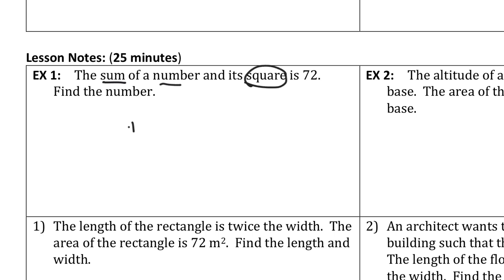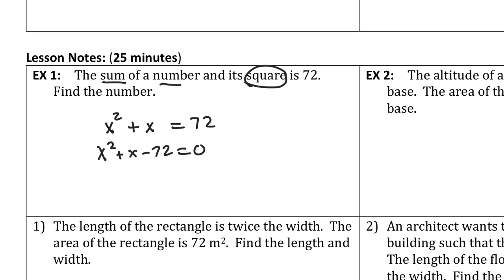Sum, of course, means to add. The number we're going to add, let's add x, and its square. So x squared plus x is your equal sign, 72. So we get x squared plus x minus 72 equals 0.